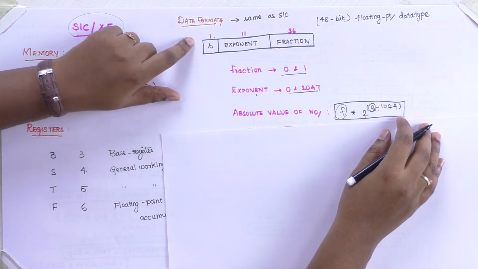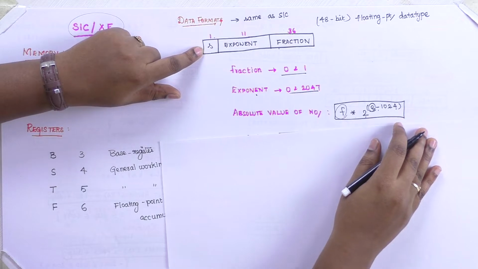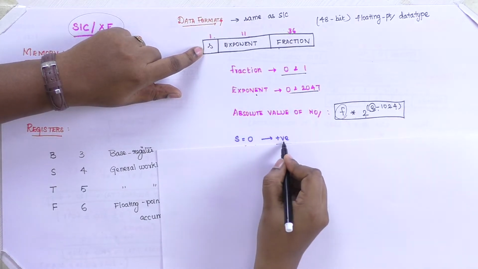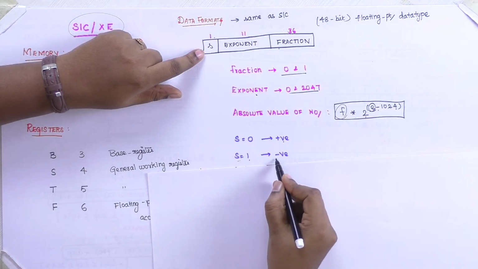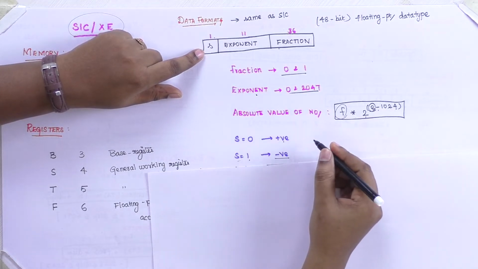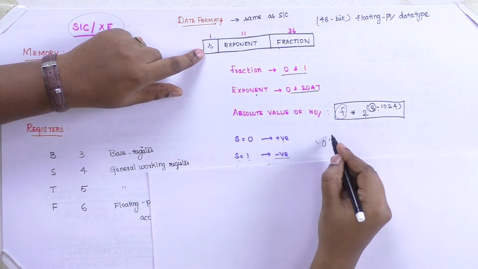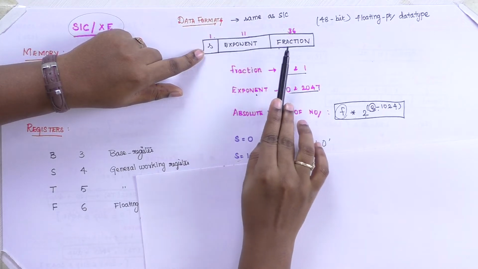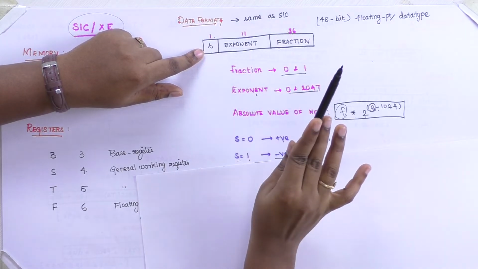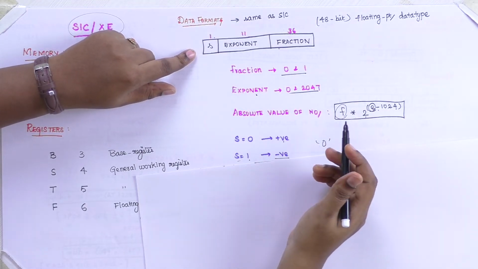The sign of a floating point number is represented by S. If the value of S is 0, then it is a positive number, and if the value of S is 1, then it is a negative number. How is the number 0 represented? The number 0 is represented by setting all S, exponent and fraction bits to 0. So this is about data formats.